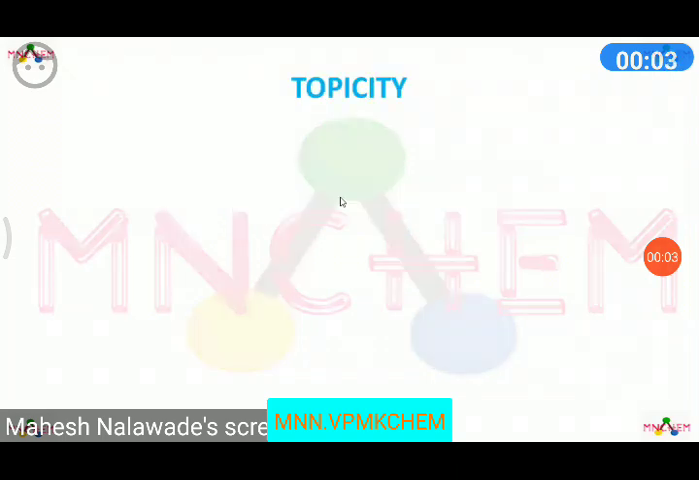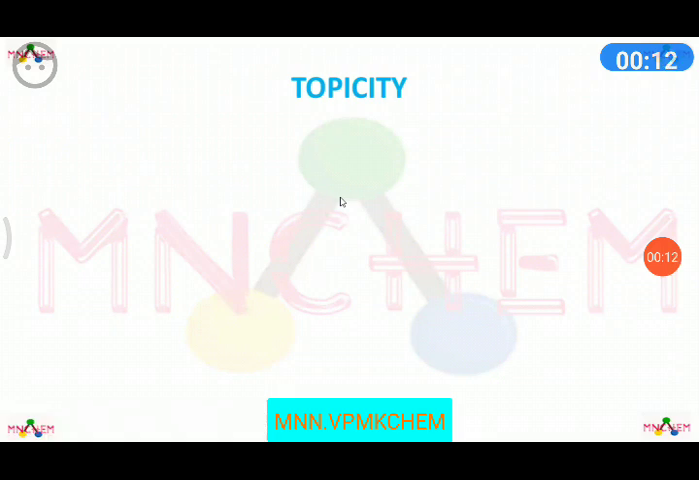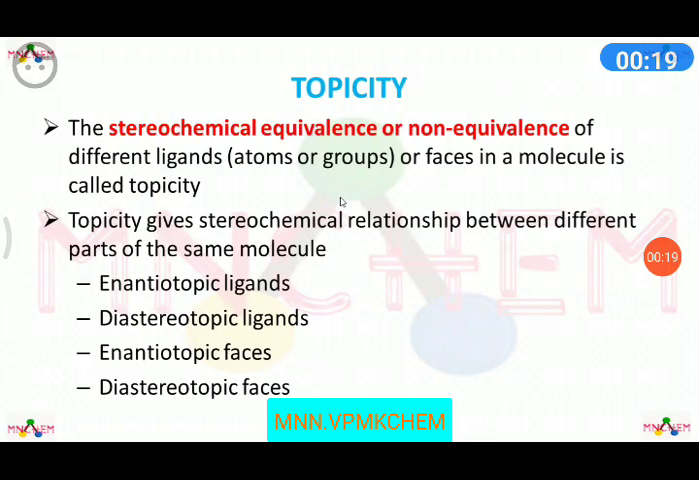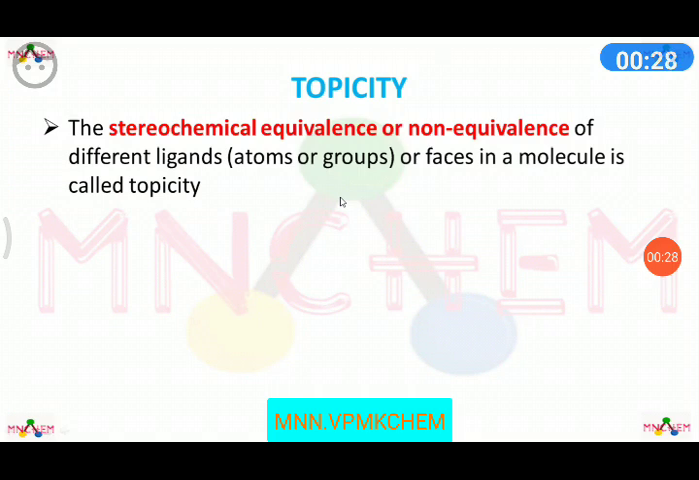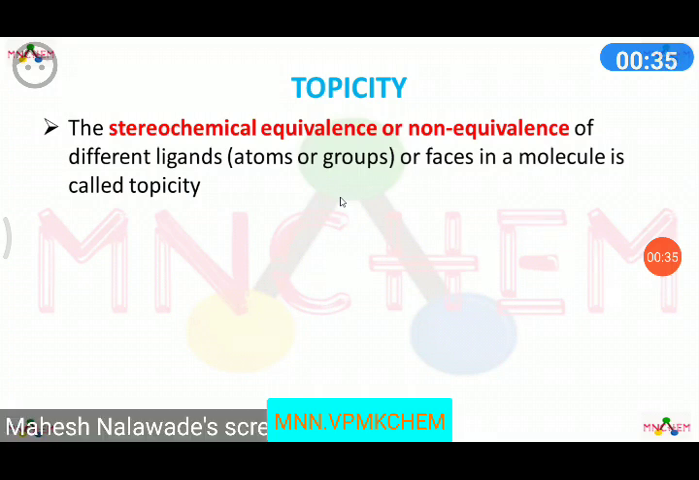So let's start today's topic. Today we are going to discuss a new term, topicity. What is topicity? First, we need to understand the definition. It represents the stereochemical equivalence or non-equivalence of ligands and faces of a molecule.